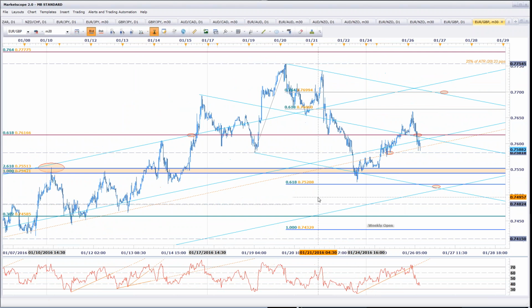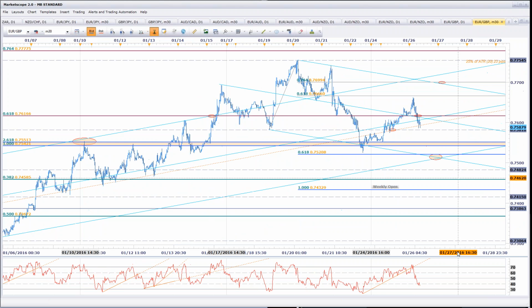Okay, so you see that 618 extension comes in just above that region. So I'm just going to highlight this zone as an area of interest for us moving into the New York session. Keep that on my radar.